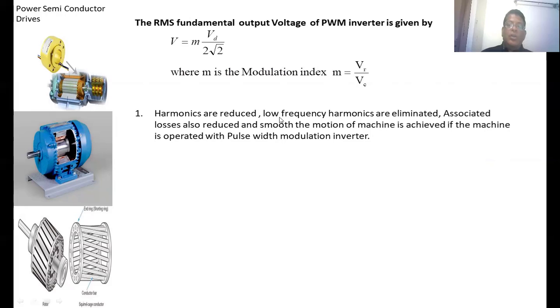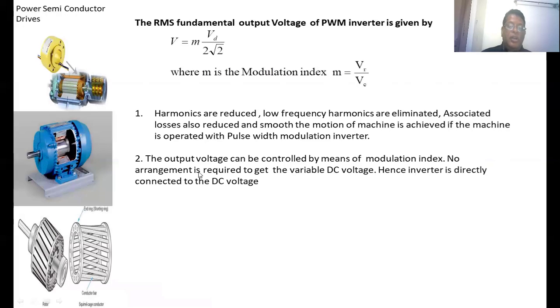So these are the advantages. Harmonics are reduced, low frequency harmonics are eliminated, and associated losses are also reduced. There is smooth motion of the machine when it is operated with a pulse width modulated inverter. The output voltage can be controlled by means of the modulation index. No arrangement is required to get a variable DC voltage. Hence, the inverter is directly connected to the DC voltage.